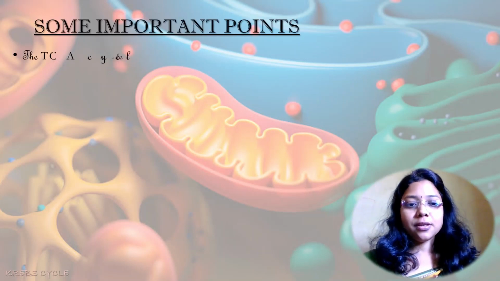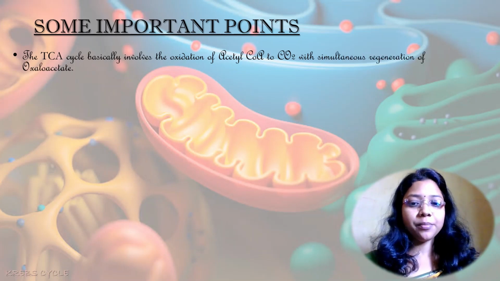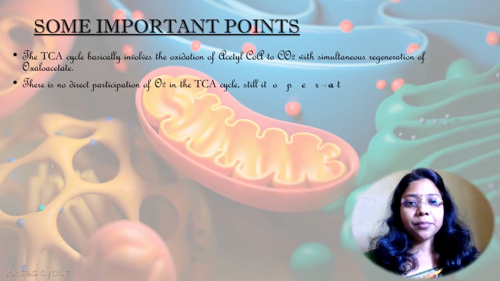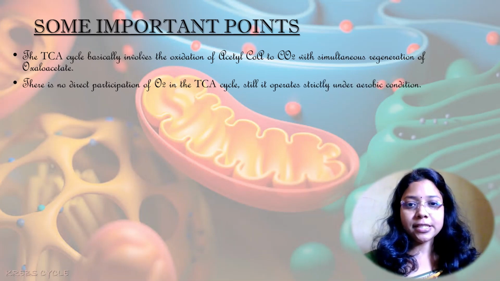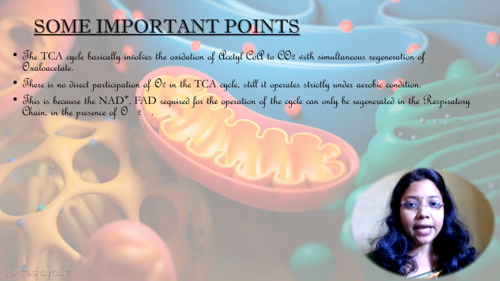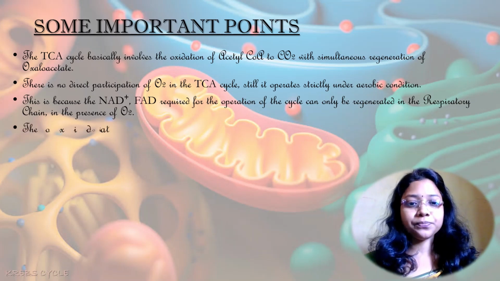Some important points. The TCA cycle basically involves the oxidation of acetyl coenzyme A to carbon dioxide with simultaneous regeneration of oxaloacetate. There is no direct participation of oxygen in the TCA cycle. Still, it operates strictly under aerobic conditions. It is because the reducing equivalents, the NAD plus and FAD required for the operation of the cycle, can only be regenerated in the respiratory chain in the presence of oxygen.